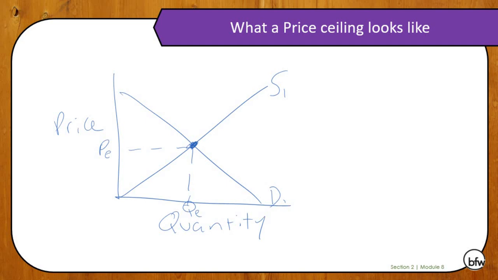Okay. However, with a price ceiling, what's going to happen is the government is going to say this price, even though it's the equilibrium point, is way too high. Alright, so we're going to restrict the price at this point, right here. We'll label that price at the ceiling.